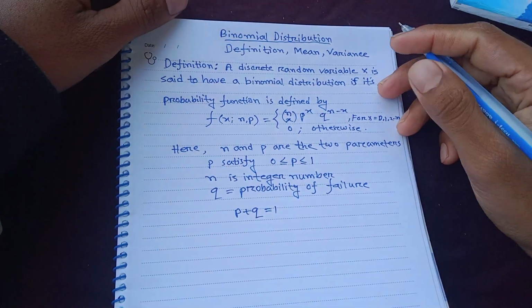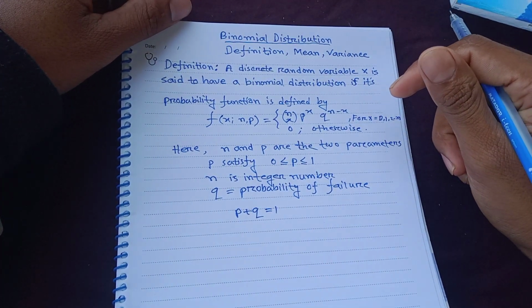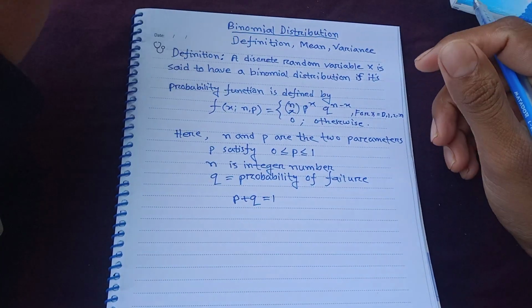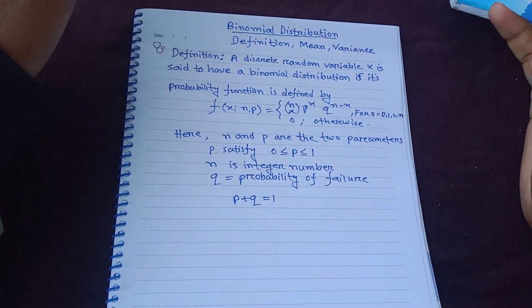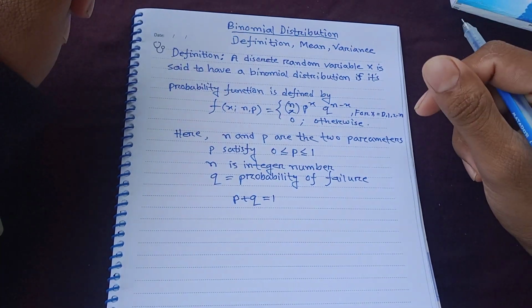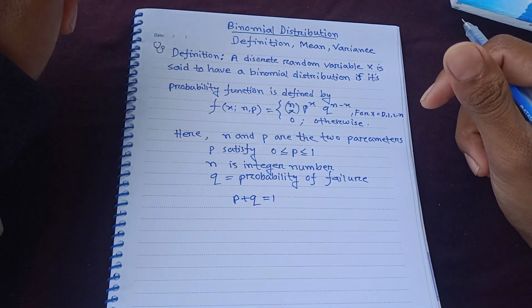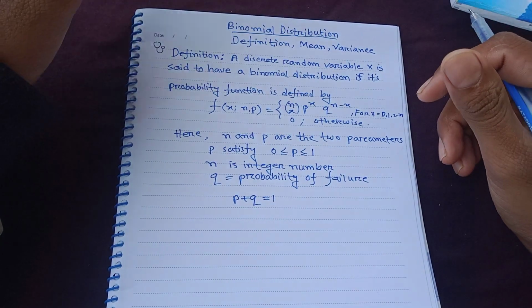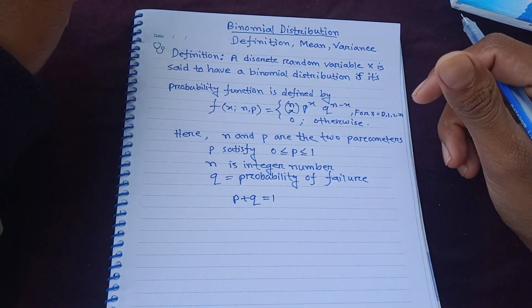Dear viewers, in today's video I will try to discuss the binomial distribution. Firstly, I will try to define the binomial distribution, and then show how to find the mean and variance of the binomial distribution. So let's start. Binomial distribution is one kind of discrete distribution.